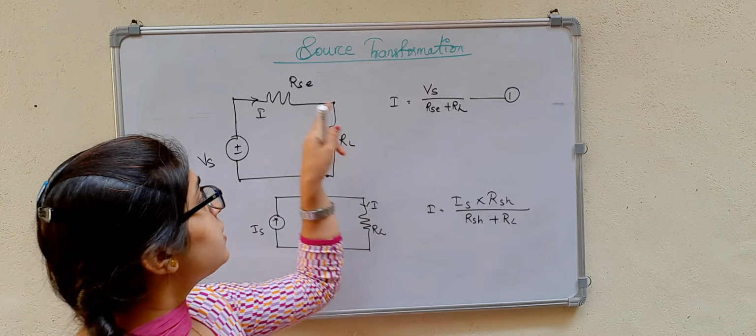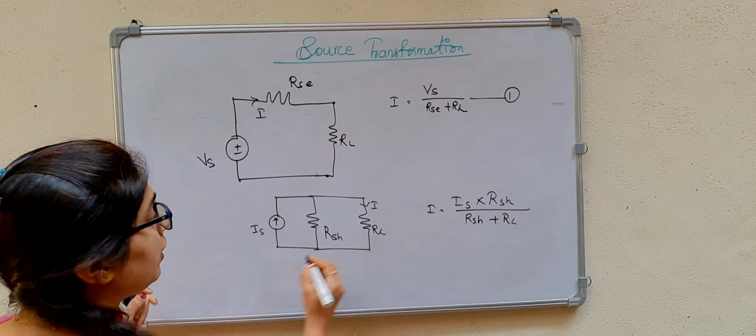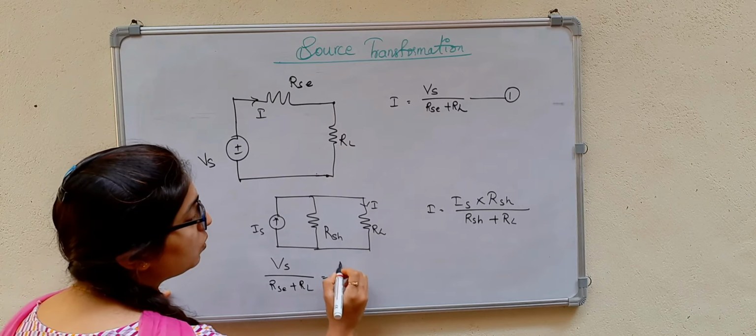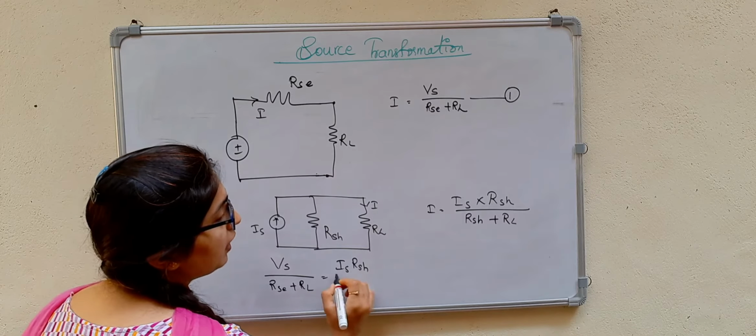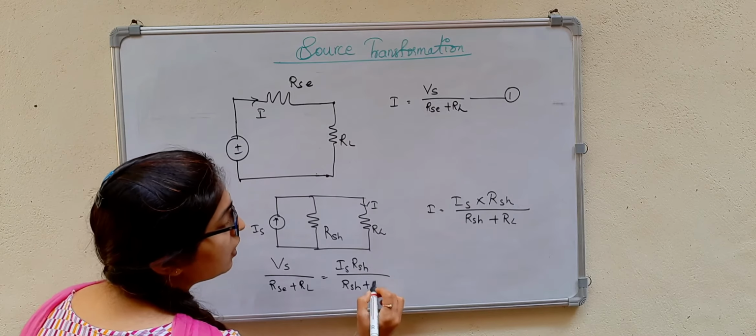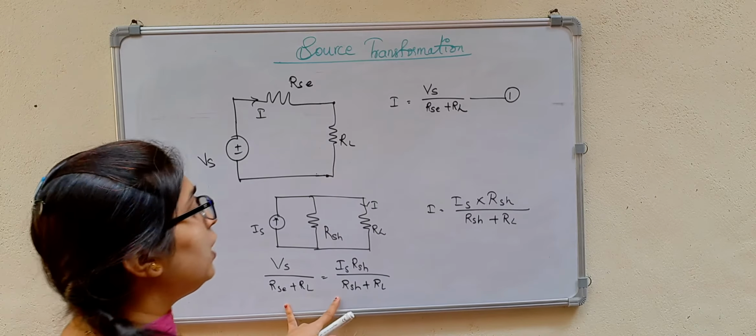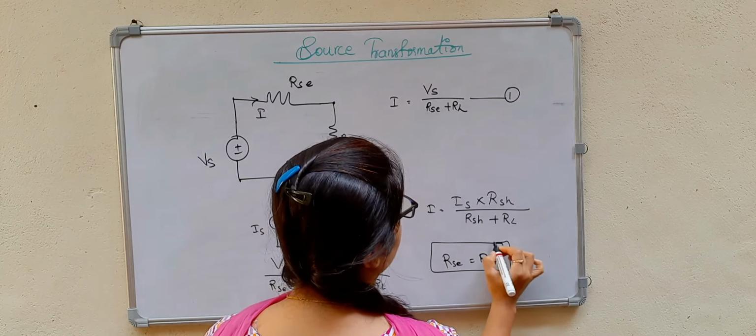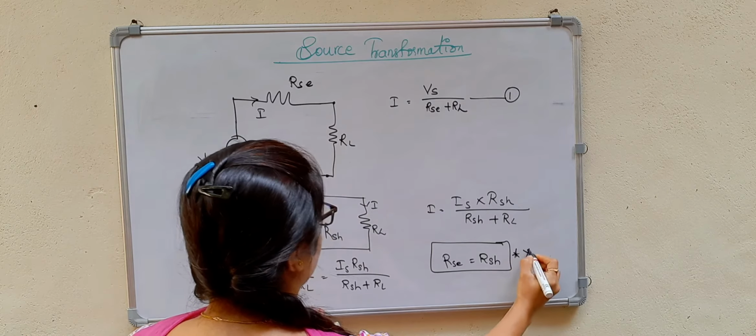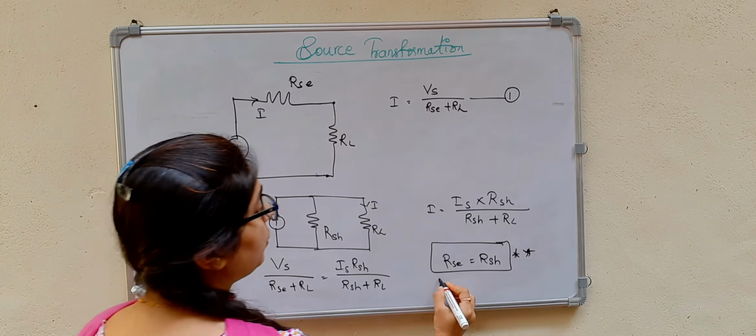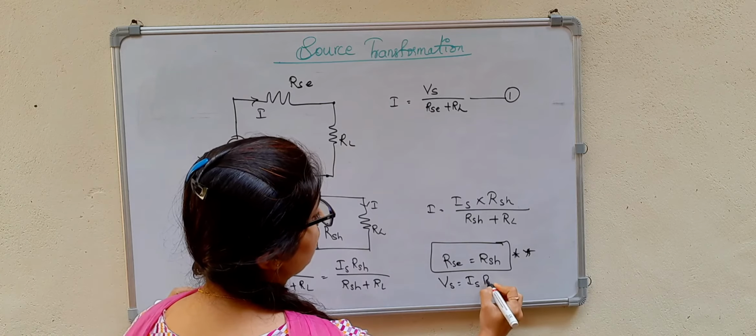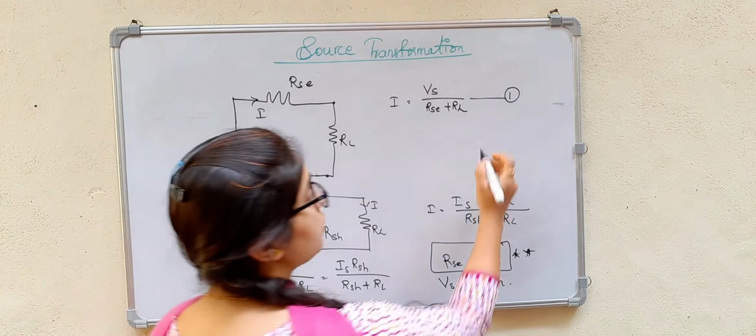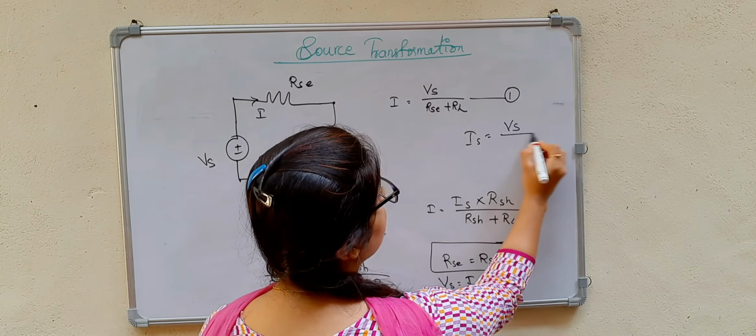If this load current should be equal, then we can write Vs divided by RSC plus RL is equal to Is into RSH divided by RSH plus RL. See, the denominator becomes equal when RSC is equal to RSH. This is one condition. Next, I can say Vs is equal to Is into RSH. We can also write Is as Vs divided by RSH.